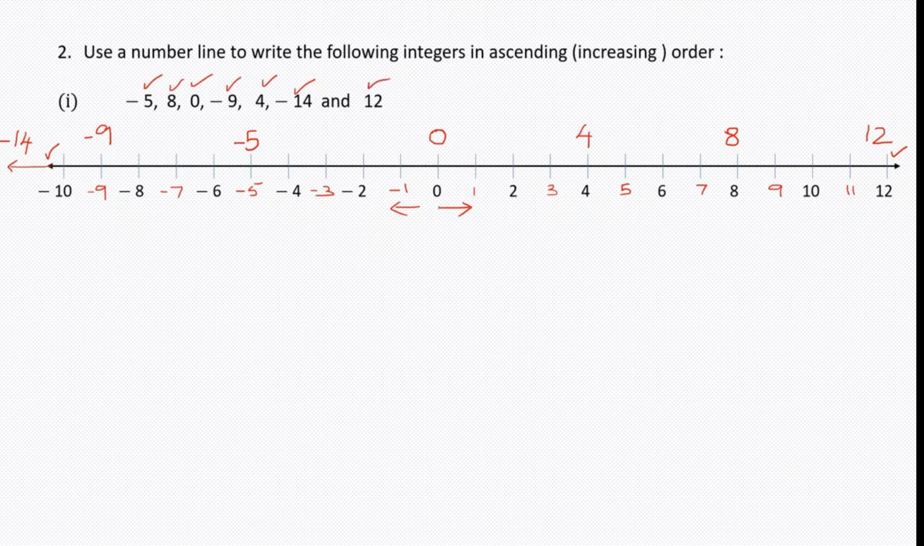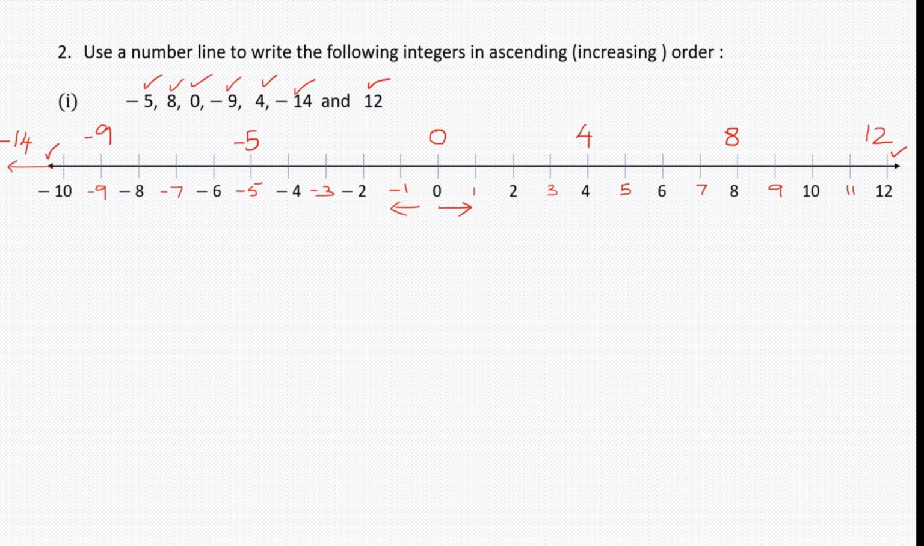So tick your number so you know that you have put them all down on the number line and you're sure you've not missed out any number. So let's check how many numbers there are. 1, 2, 3, 4, 5, 6, 7. Have you written 7 numbers above the number line?